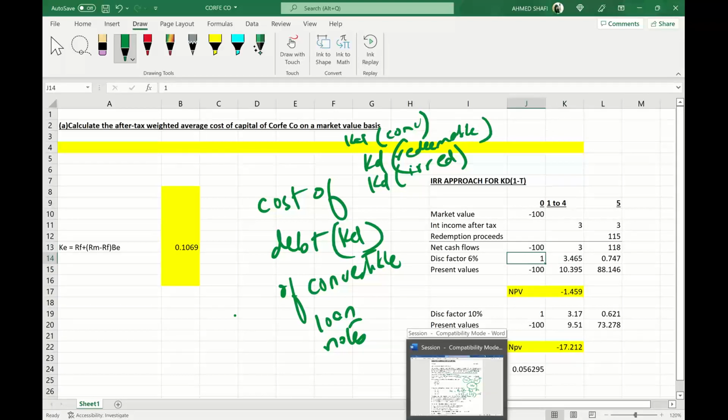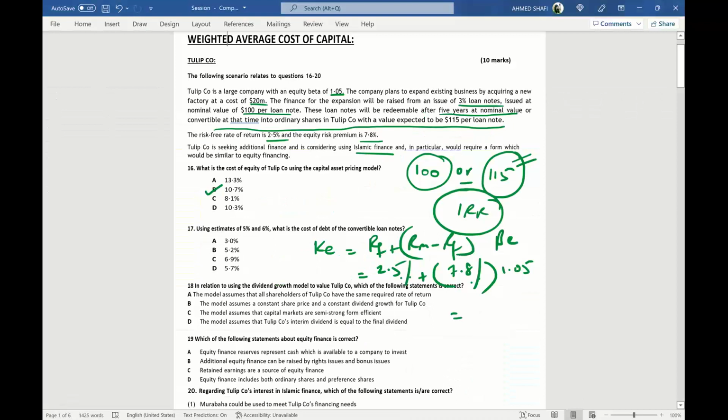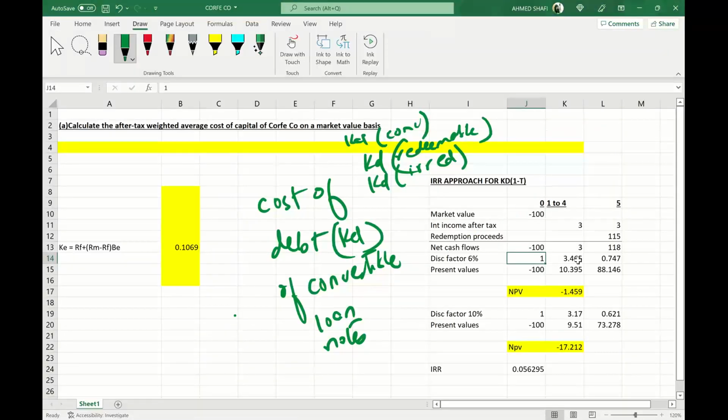Now, frankly speaking, in IRR, you can use any discount factors, but here the instruction comes. So you have to follow the instruction, use 5 and 6. So first I will be using 6%. The factors of 6% are 1, 3.465, 0.747. Multiply to get present values, and the NPV is negative.